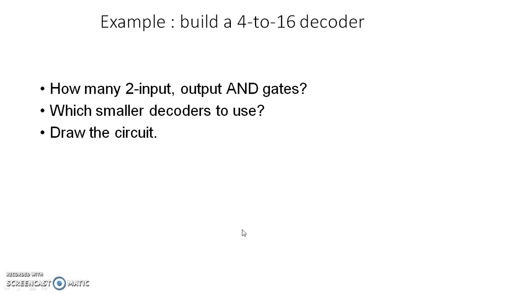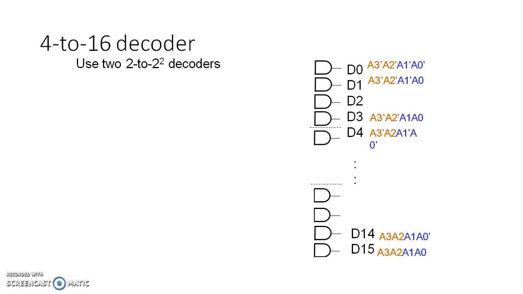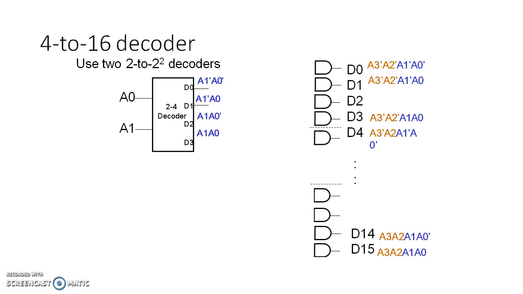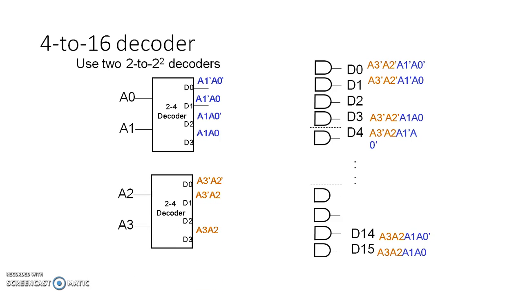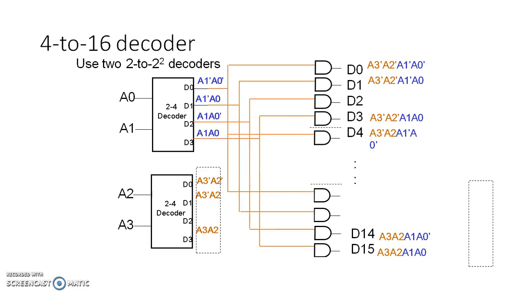Now we will see with an example how to construct a 4 to 16 line decoder. To construct a 4 to 16 line decoder, I require 2 to 4 line decoders. I have computed this using the rules I discussed just now. So when I use 2 to 4 line decoders, I get 4 inputs and 16 outputs.